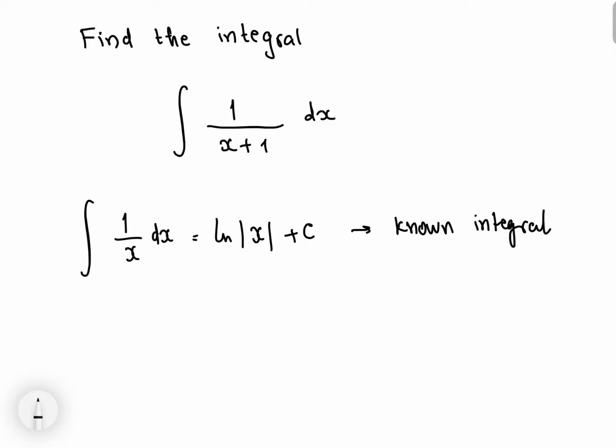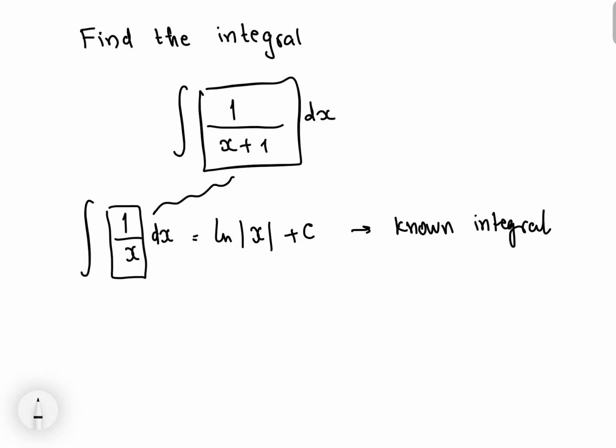And this will actually help us a lot because you can see that the only difference between this function and this function is the x plus 1. But these two functions are very similar. In cases like this, we want to have a substitution which will help us reduce the integral which we don't know to an integral that we know. Therefore, here we have the substitution x plus 1 equals t.